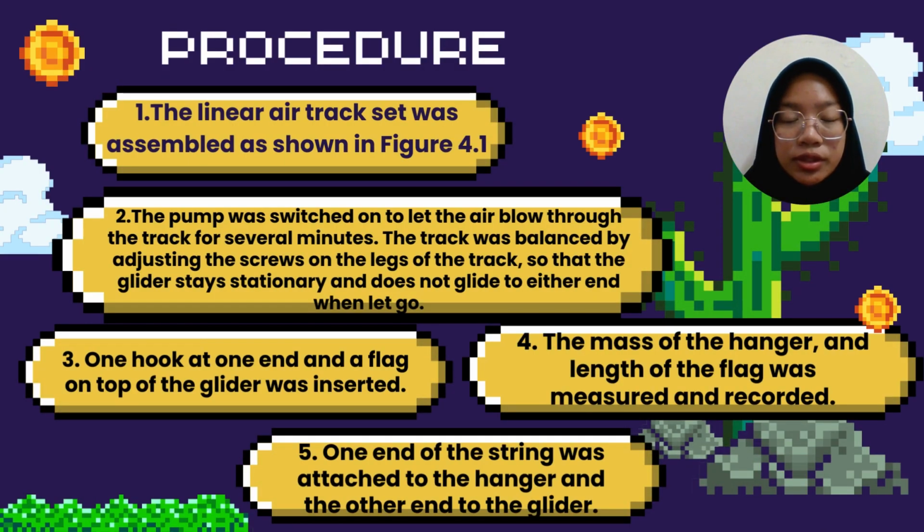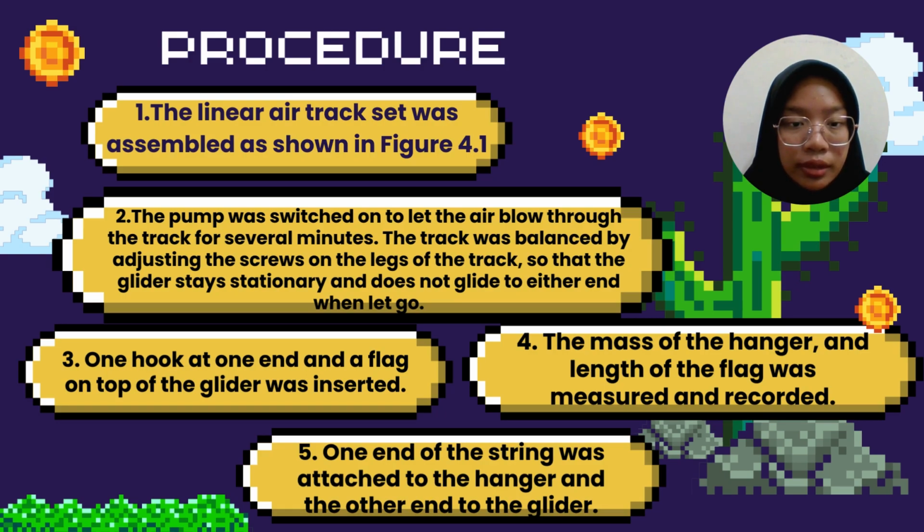This is the procedure of the experiment. First of all, the linear air track was assembled as shown in figure 4.1. The pump was switched on to let the air blow through the track for several minutes. The track was balanced by adjusting the screws on the legs of the track so that the glider stays stationary and does not glide to either end when let go.